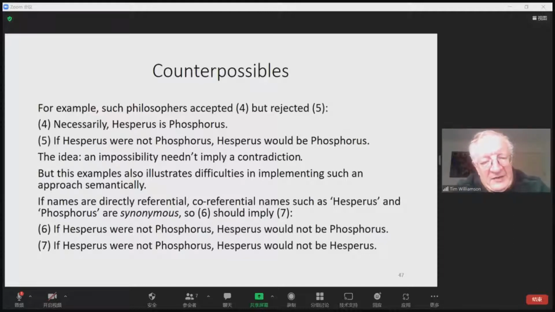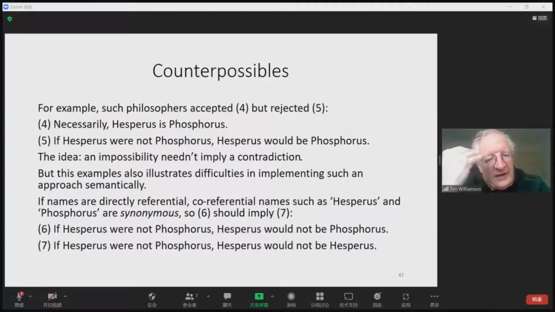And that's not uncontroverted, but that's a very widespread view in the philosophy of language. And so 6 should imply 7. If Hesperus were not Phosphorus, Hesperus would not be Phosphorus, which of course is completely trivial, implies if Hesperus were not Phosphorus, Hesperus would not be Hesperus, where I simply substituted the name Hesperus for the name Phosphorus in 6. But you'd expect that substitution to work, because I've just substituted one synonymous term for another.